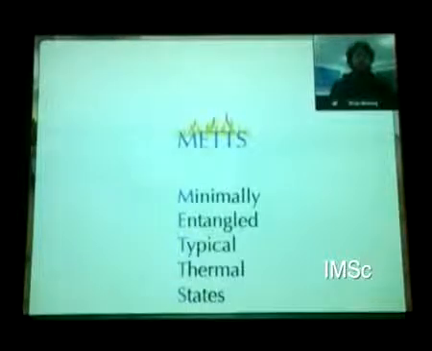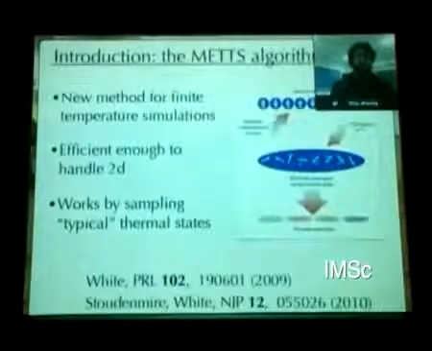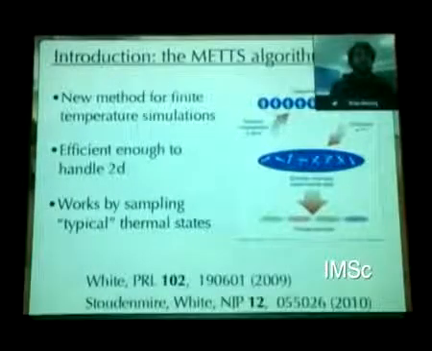METTS is an acronym that stands for minimally entangled typical thermal states. This was come up with by Steve White in 2009, and you can read about it in his Physical Review Letters article. But I'll tell you the details today.